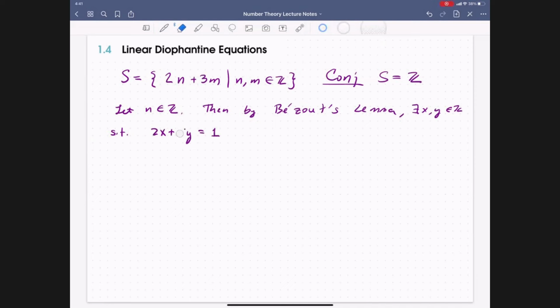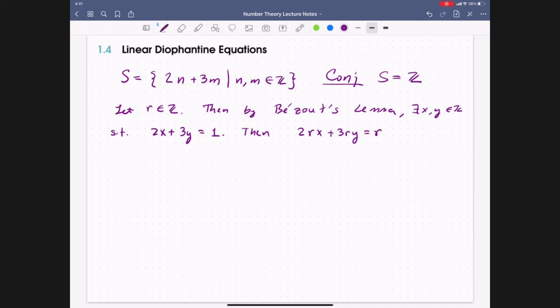2, that should be a 3. The GCD of 2 and 3 is 1. And actually, I'm going to change notation, since I already used n in the set notation above. Let's go ahead and call this r. So r is the integer. Now, if we multiply by r, we have that 2r times x plus 3r times y is equal to r.